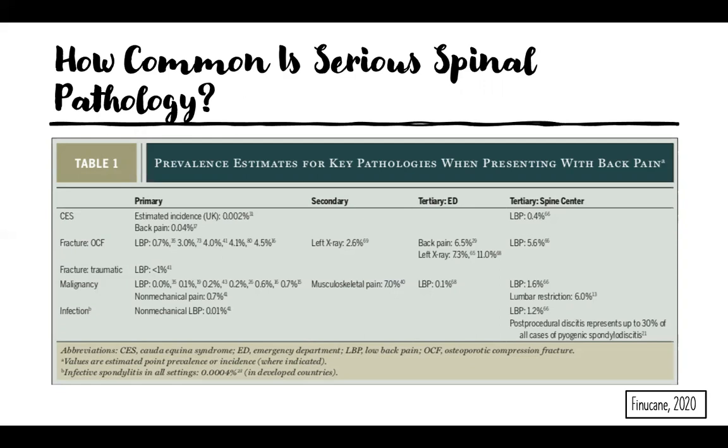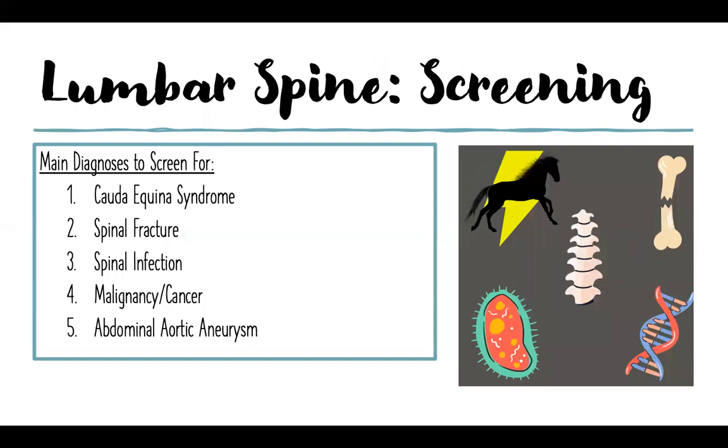And then within these serious pathologies, fracture is going to be the most common, followed by cancer, followed by, depending on the research data you look to, either cauda equina or infection. So again, these are our main diagnoses that we want to screen for in the lumbar spine, and we'll go through these in order.